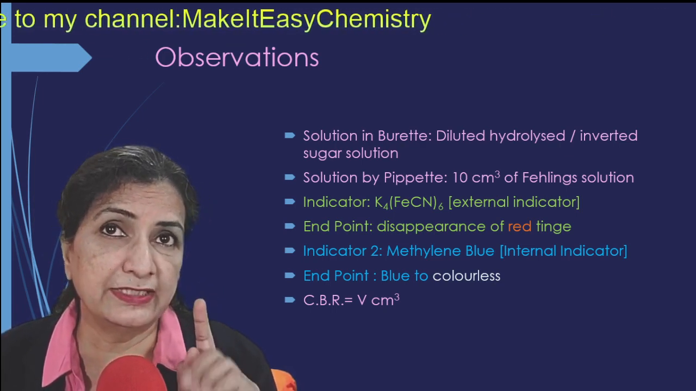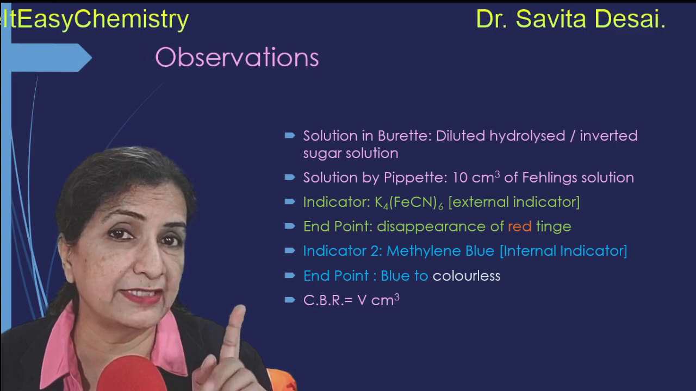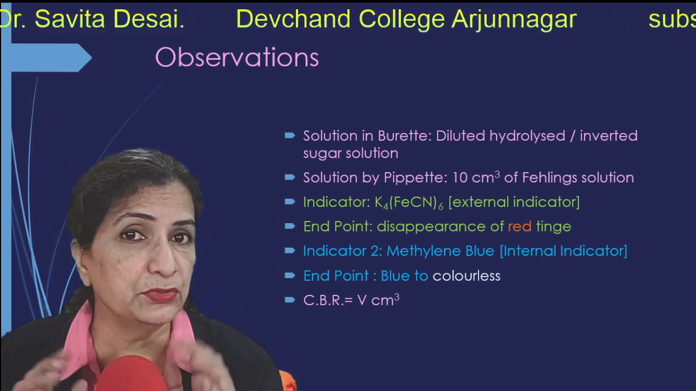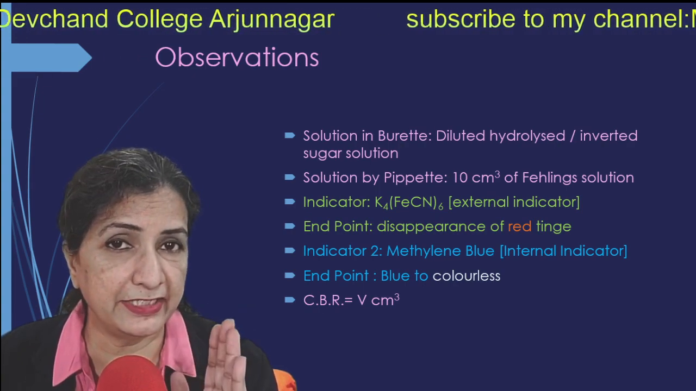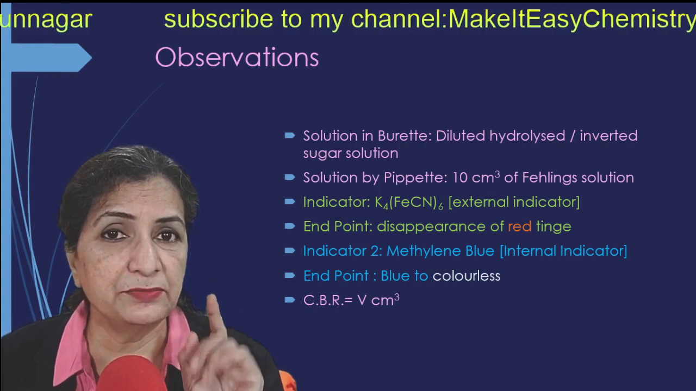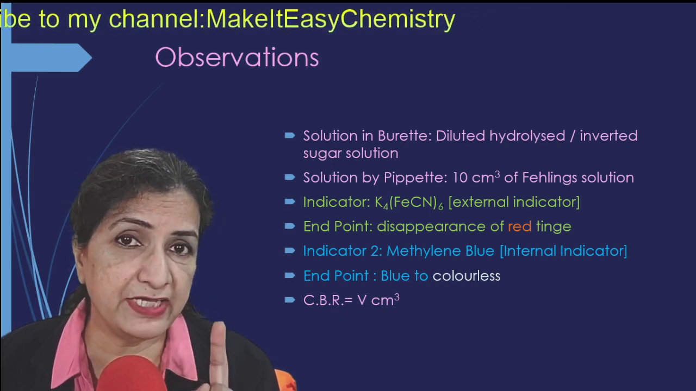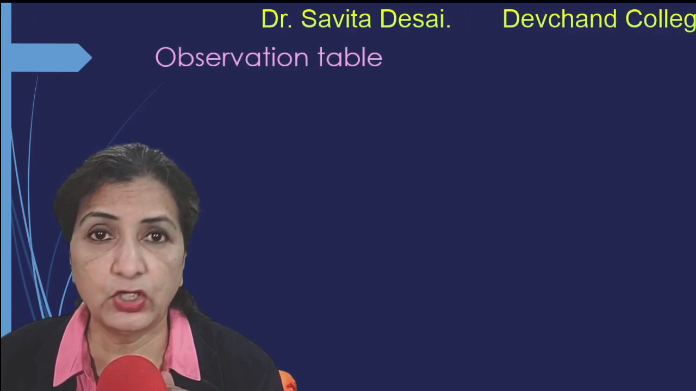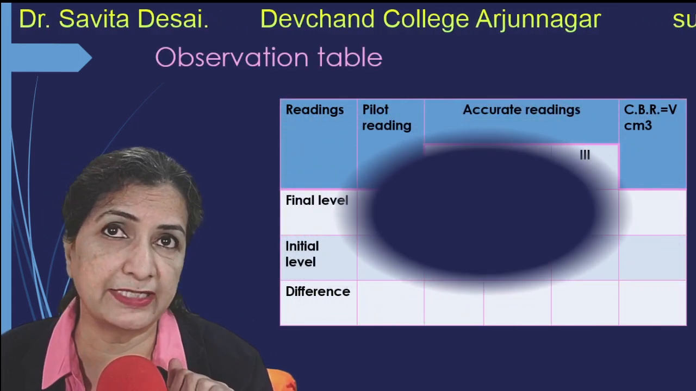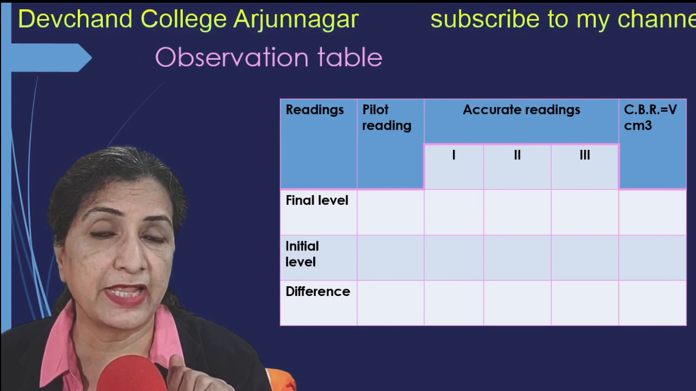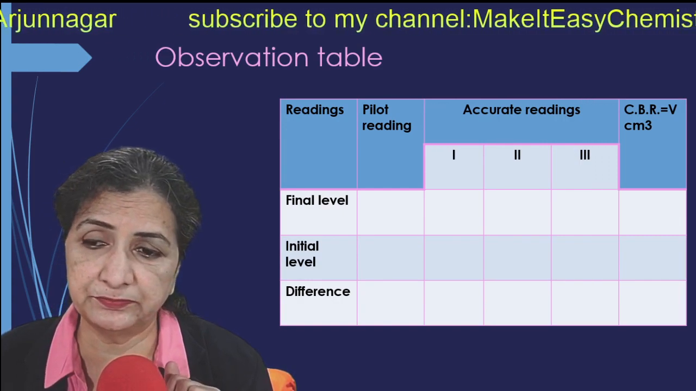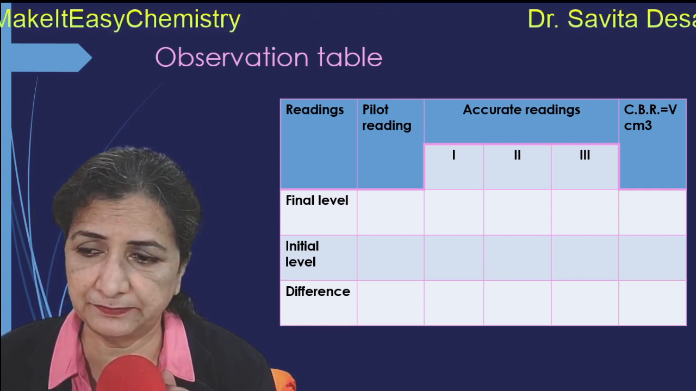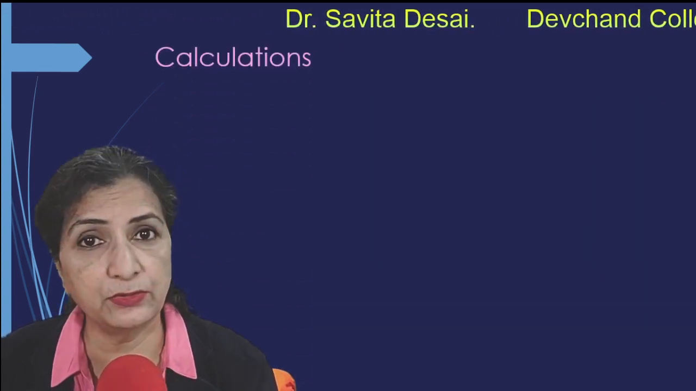Indicator number 2, methylene blue, is to be utilized as an internal indicator, and the color change from blue to colorless is the indication of end point. The constant burette reading is noted as V ml or V cubic centimeter. The observation table is drawn as usual. Accurate readings are noted down. The constant burette reading is nothing but V ml. Now the calculations.